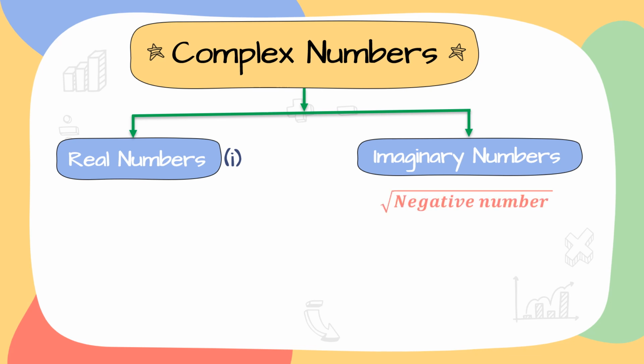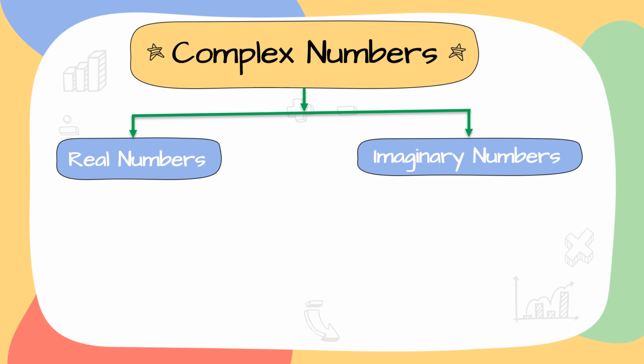In other words, imaginary numbers are defined as the square root of negative numbers, where it does not have a definite value. Some examples for the imaginary numbers are square root of -4, which is equal to 2i, and square root of -9, which is equal to 3i.